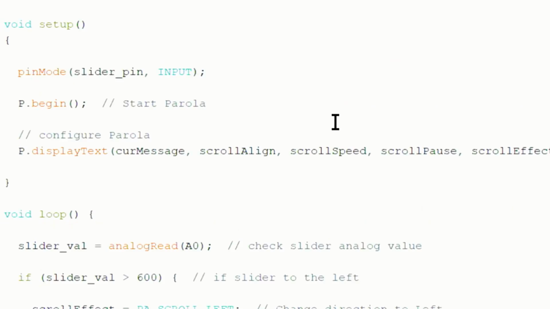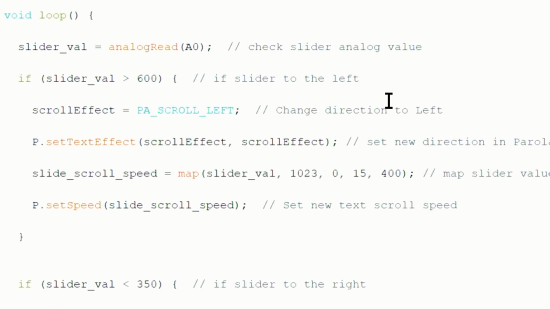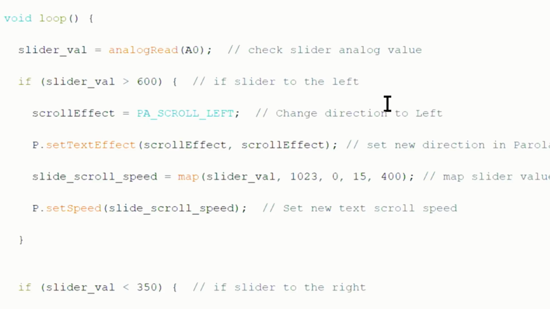Now in the setup, very simple, we're saying the slider pin for the analog slider is an input. And then we begin the Parola library, start it. And then we're configuring it with all these variables that we set above right there. Now in the main loop, basically what we are doing, we are checking the value of the slider and adjusting the scrolling speed and the scrolling direction at the same time.